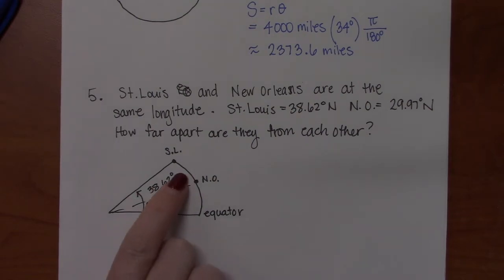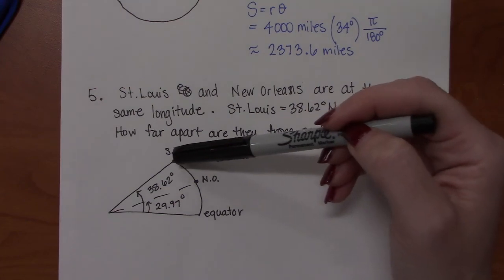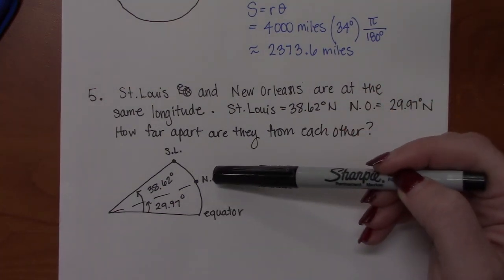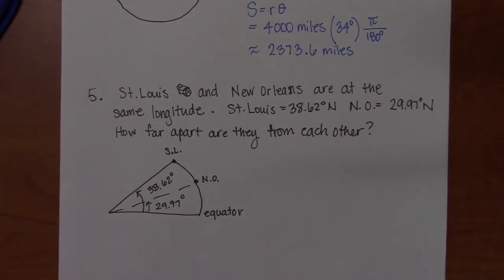So what I want to do is I want to figure out what that is. We are finding S, but I don't want S of the whole thing. I only want this little piece, right? So those angles are both measured back to the equator. So if I calculate S for each location, it's going to give me the distance as they are from the equator, like we did for the Athens problem. So if I take St. Louis's distance back to the equator and I subtract New Orleans' distance back to the equator, I'll end up with just that little piece at the top. Does everybody see that? Okay.